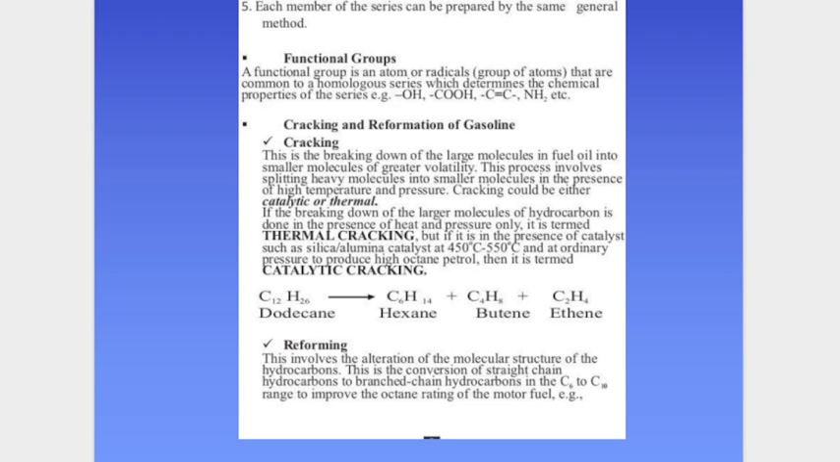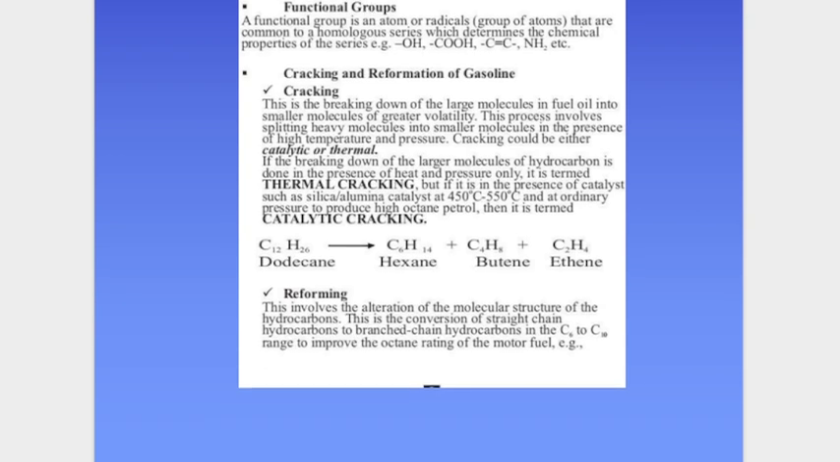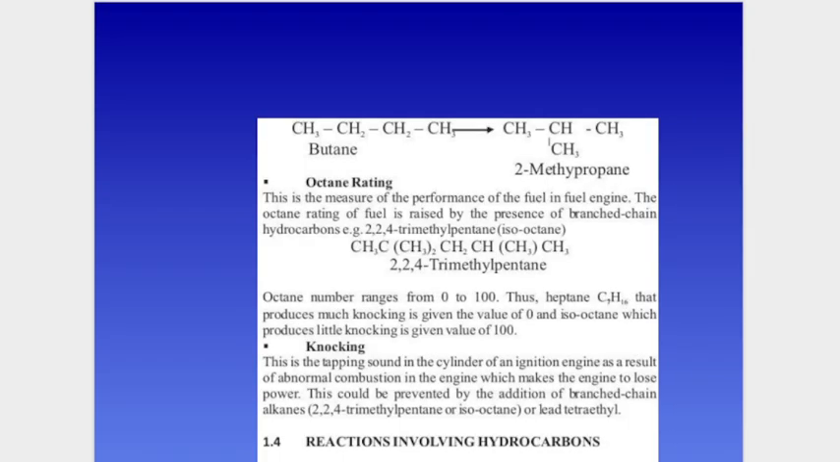such that they become more branched, basically. So this is the conversion of straight chain hydrocarbons to branch chain hydrocarbons in your C6 to C10 range to improve the octane rating of your motor fuel. So your motor fuel, as I have been mentioning, is your gasoline or your petrol. Now, with this said, octane rating is simply the measure of the performance of the fuel in a fuel engine. Yes, it's more like measuring quality, you get.